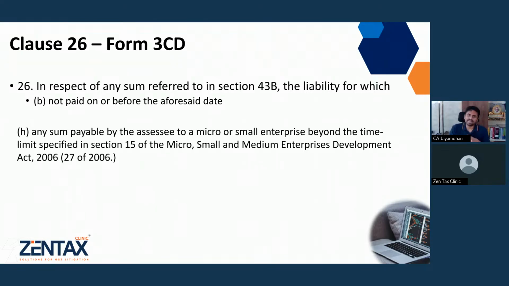And the MSME 43BH clause, this is not applicable for traders. It is only applicable for manufacturers, service providers, not for traders, and also for micro and small enterprises. So how does this come into picture with GST? What might entice the GST officer over here? So if there is any due to micro or small enterprises and there is a disallowance under this clause, which is reported by your tax auditor, immediately it sends out a signal to the GST officer that this company is not making payment in time.